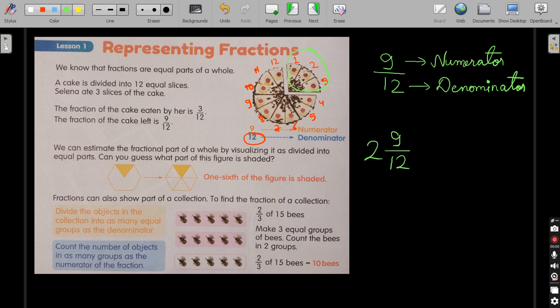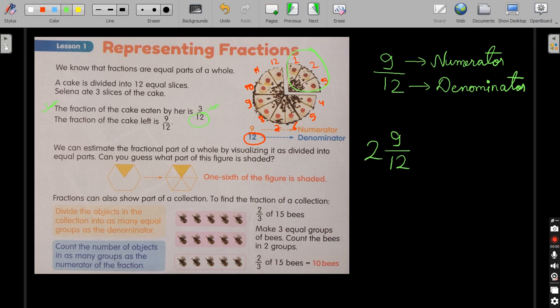Now, dear students, how much had she eaten, how will I say? I will say here, are you able to see? 3 parts of the cake she had taken out, divided by the total. The total is how much? 12. The total is already 12, so the number will be the same. 3 parts, 1, 2, 3, she had taken out. So, look at this point carefully: the fraction of the cake eaten by her is 3 by 12, meaning 3 parts she had taken out of 12.